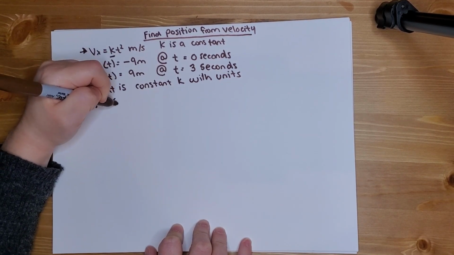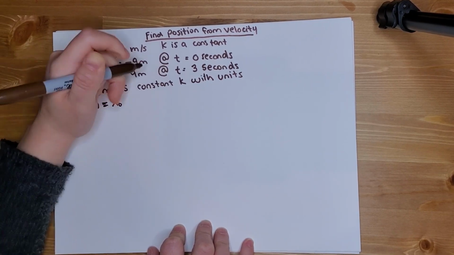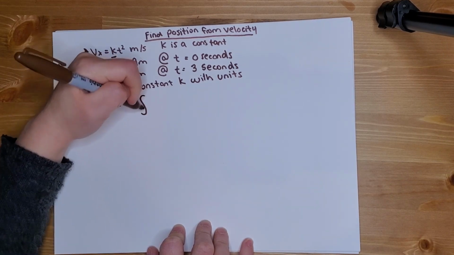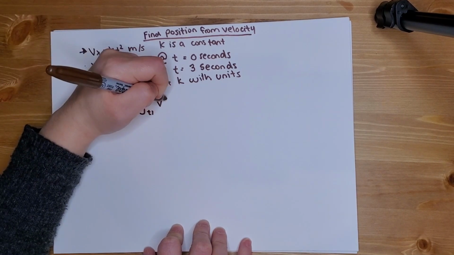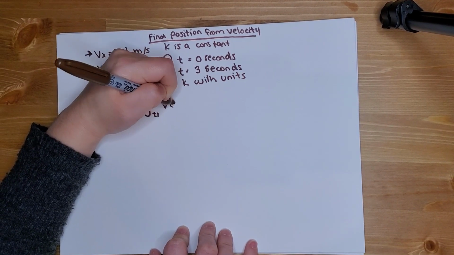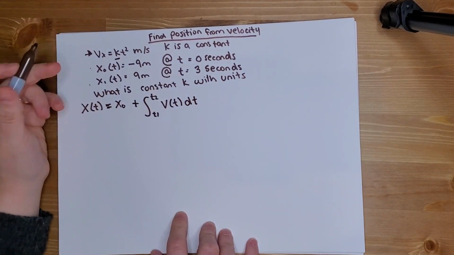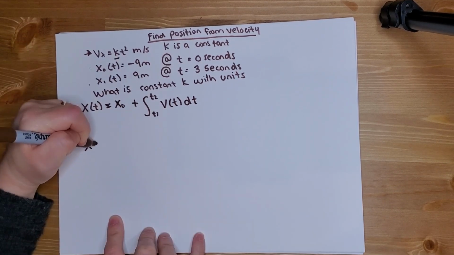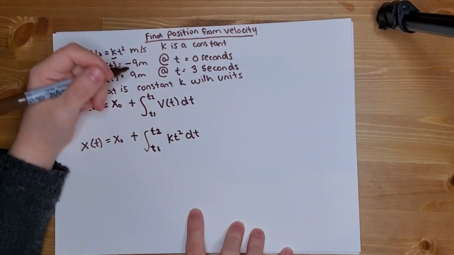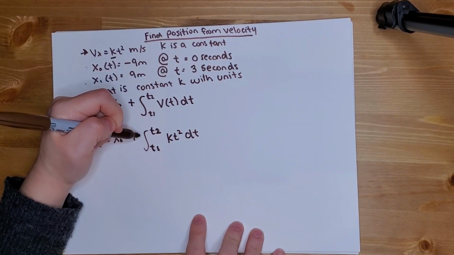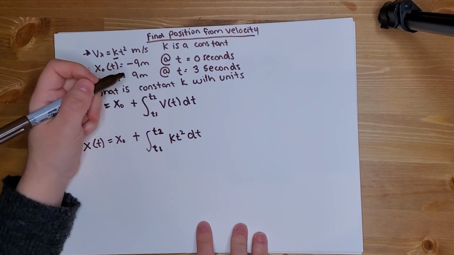The formula is: if I have an x of t equation, I get my x initial plus the integral from t0 to t1 of my v equation, dt. So I integrate, but you have to add the initial position, so I'm just going to add x of 0 plus. We can take the k out because it's a constant. All the constants can just go outside of the integration.